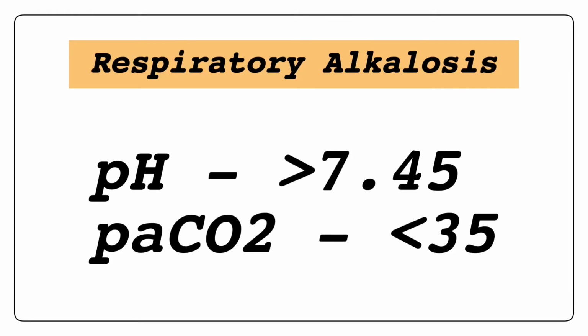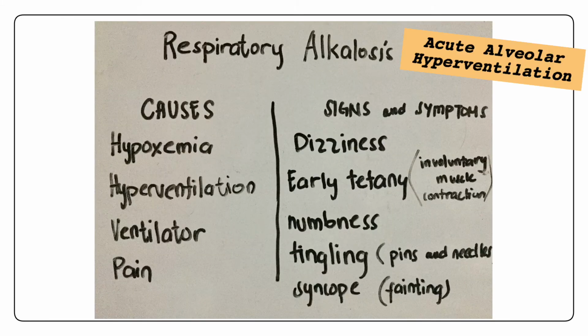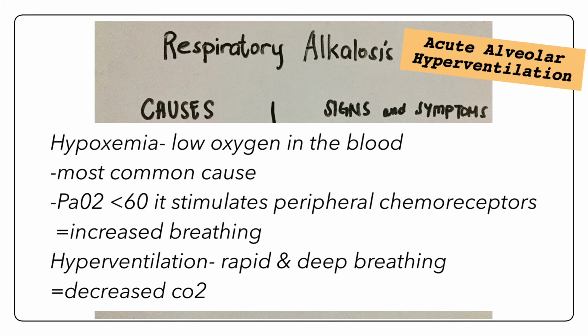Moving on to respiratory alkalosis. The ABG result of respiratory alkalosis has a pH of above 7.45 and a PaCO2 of below 35. Now what causes the patient to have these results? We have here the causes: hypoxemia, hyperventilation, ventilator, and pain. Now, hypoxemia is the common cause of respiratory alkalosis. Hypoxemia refers to the low level of oxygen in the blood. We know that the PaO2 has a normal of 80 to 100.